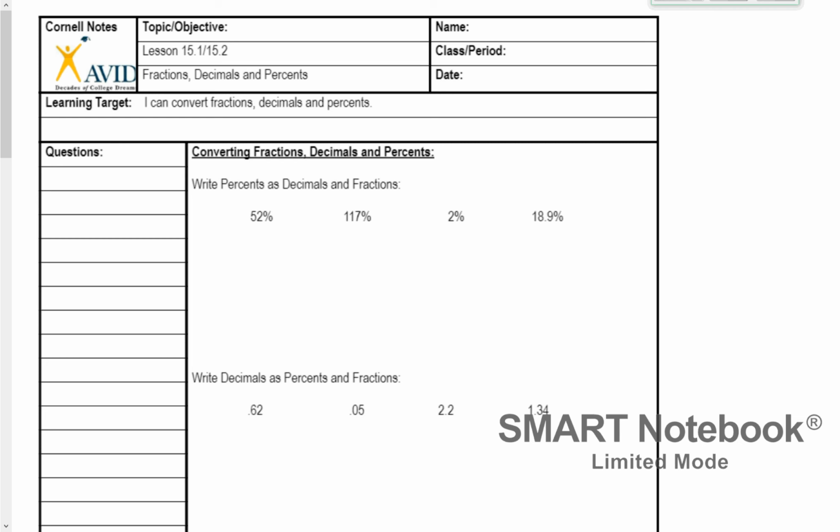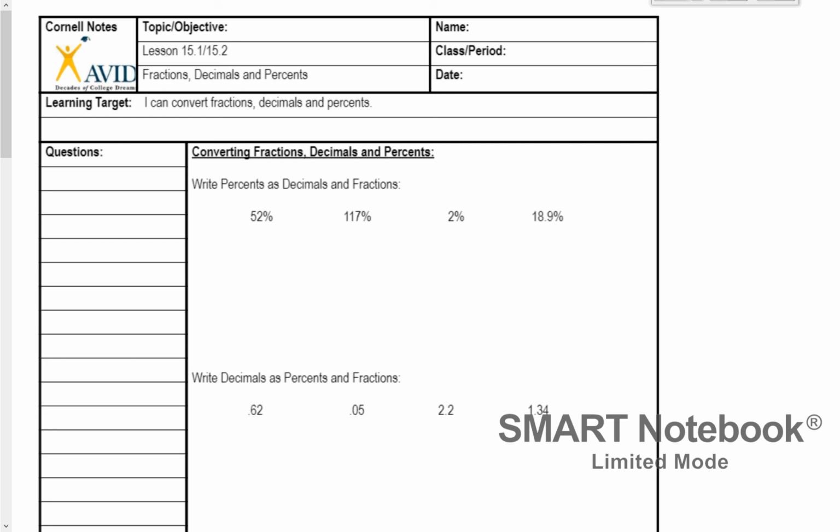Today we're going to be reviewing a skill that some of us probably already know. So if you feel comfortable at any point, pause the video and try some of these on your own, work ahead, and use the video to check. That's totally fine. We're moving into chapter 15, which has to do with percents.